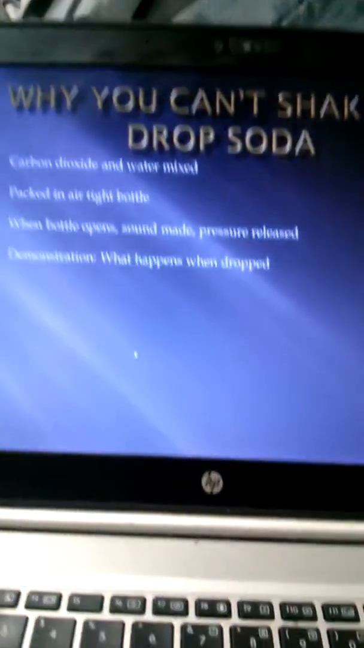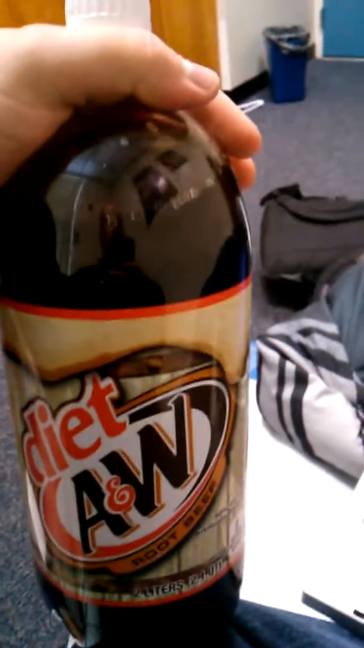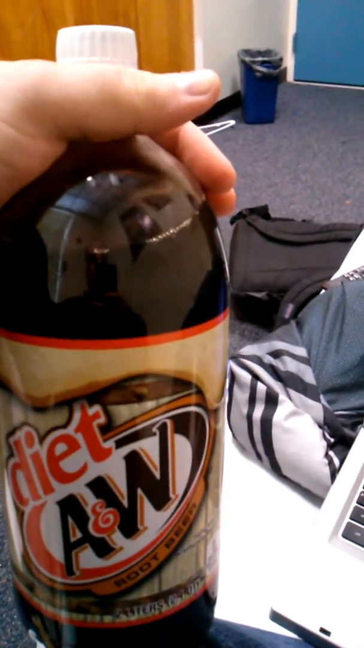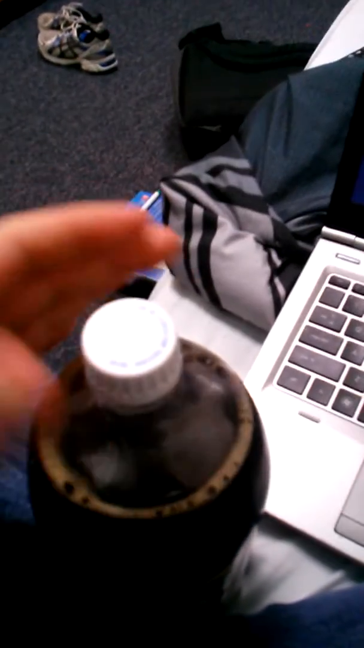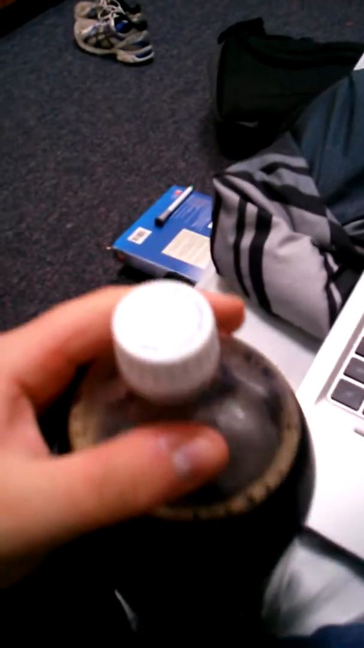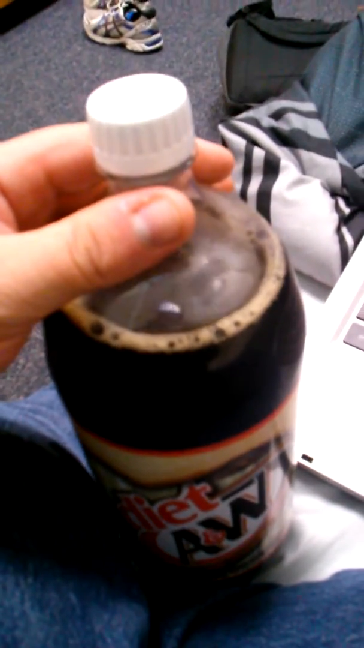So I will show you guys why you cannot shake or drop soda. As we mentioned above, with this bottle of root beer, what happens is that after the carbon dioxide is added to the H2O, it's packed in an airtight bottle. So when you actually open up a bottle of soda, as I will do now, that sound that you guys hear is actually carbon dioxide being released from the bottle. And as you can see right here, all the bubbles are forming to the top.